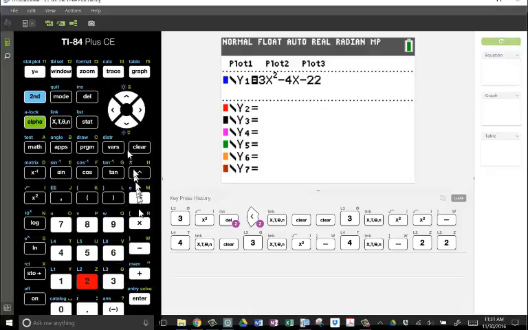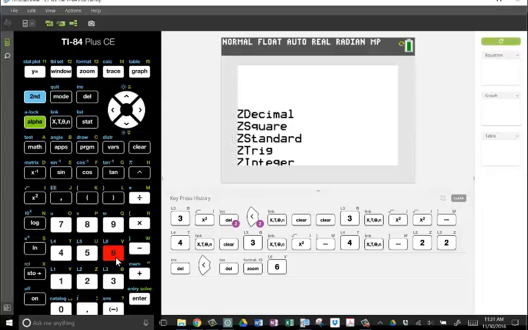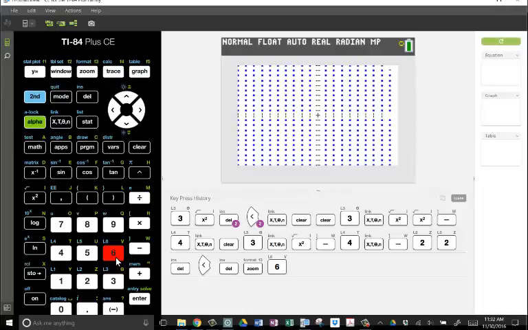All right, so that's what we should have in: 3x squared minus 4x minus 2. Now, do you remember what zoom function is our general 6 function? Okay, so go to zoom 6. And that's going to give us our general diagram that's 10 by 10.